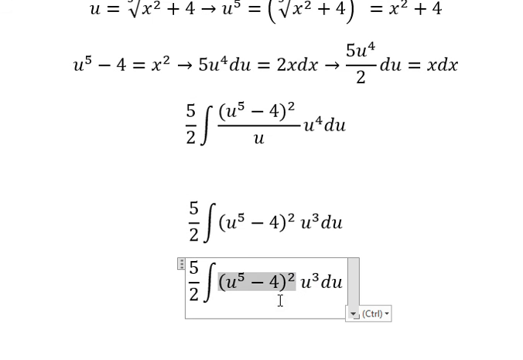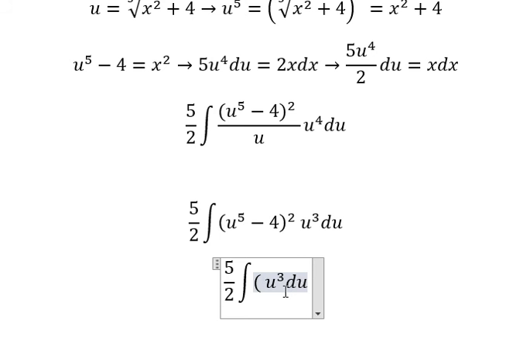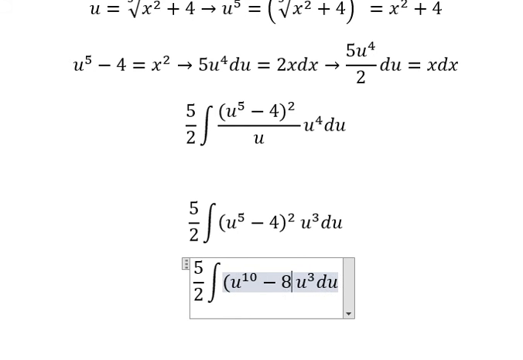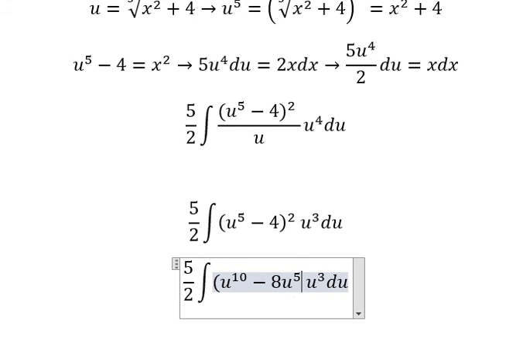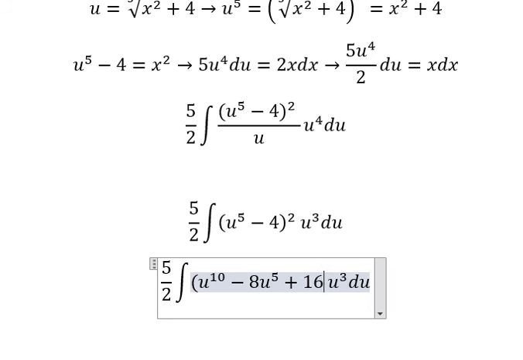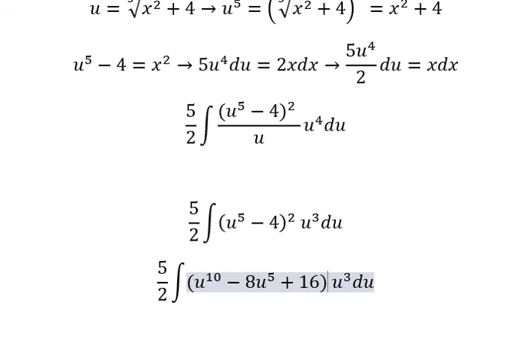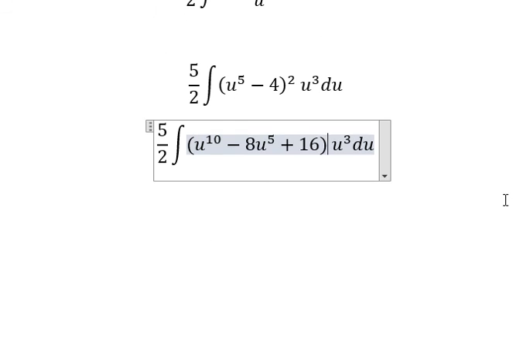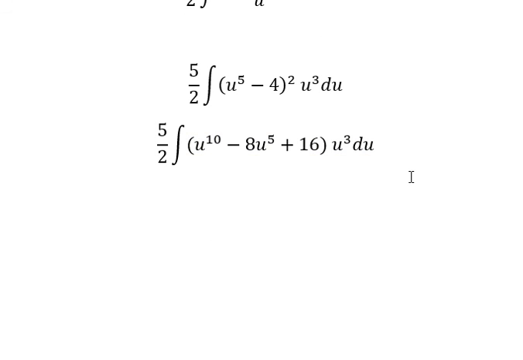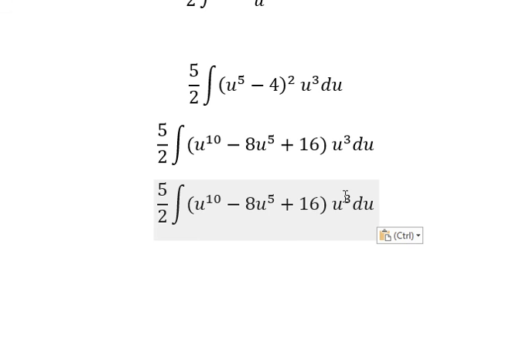Next, we need to expand this one. We have u to the power of 10 minus a u to the power of 5 plus 16. Next, u to the power of 3 multiplied by 16, u to the power of 5 and u to the power of 10.